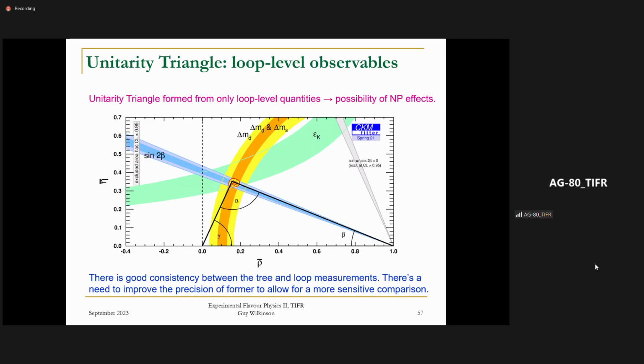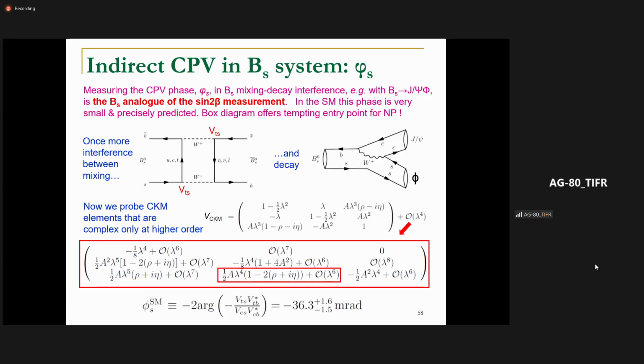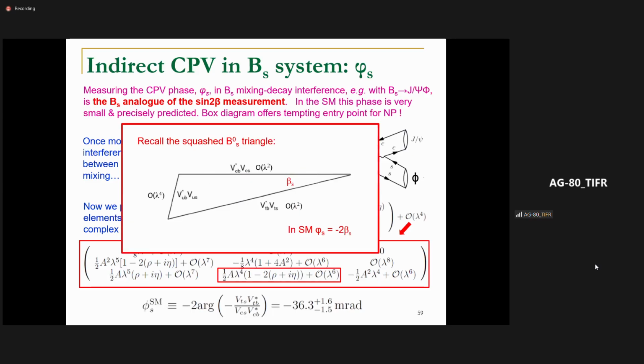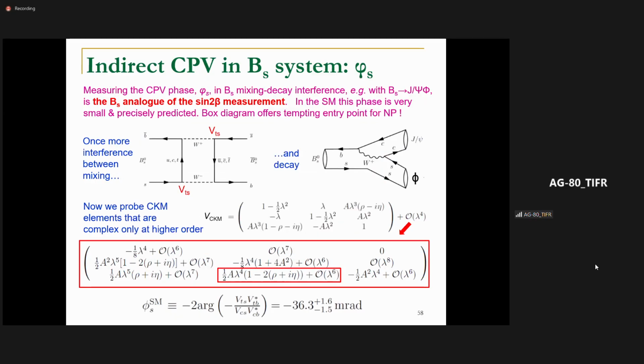I will finish there, but in my slides, which I encourage you to look at, I said that there was this other triangle of interest, which was much more squashed with an angle beta s in it. This is somehow like the sin 2 beta measurement, but it's a measurement you can make in the Bs system where the oscillations are much more rapid. Here you access the phase associated with Vts, which is imaginary only if you look at the higher order of the CKM matrix. So this is a very, very small CP violating effect.